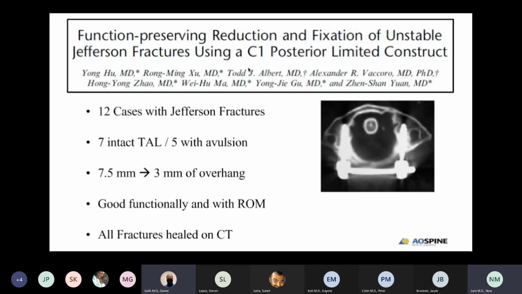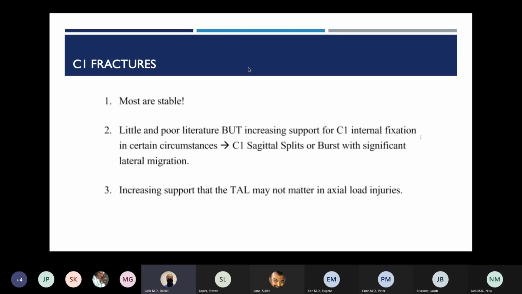Okay. All right. Well, maybe I think we need to board one of these pretty soon so I can see it. It's the same as doing a C1, C2. I mean, if you've done C1, C2 fusions, it's the same thing. You just put a rod between the 2 screws. Put the rod across the back. Like, no magic. All right. So C1 fractures.